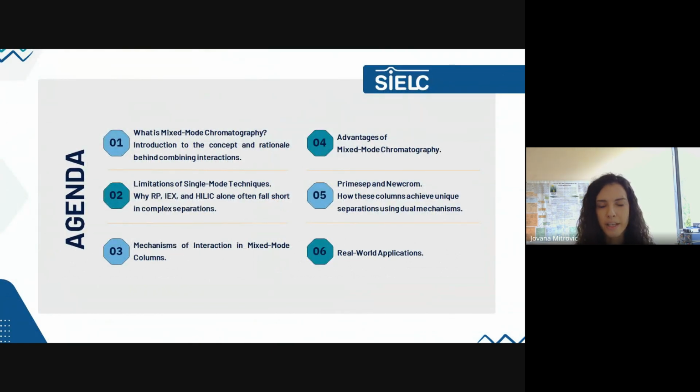Here is what we'll explore today. We'll begin by examining the limitations of traditional single mode chromatography methods, like reverse phase, ion exchange, and normal phase, and why they often fall short. Then we'll introduce the concept of mixed mode chromatography, what it is, why it works, and how combining interactions improves performance. We'll break down the types of interactions at play, discuss key benefits, and look at how mixed mode columns are designed. Then we'll move into applications, focusing on our PrimeSep and Nucrom line of columns with case studies and example separations. And finally, we'll preview what's coming in our next session, which will focus on practical method development using mixed mode columns.